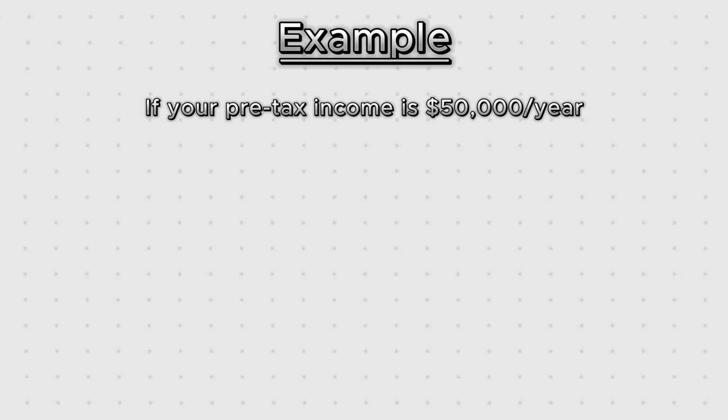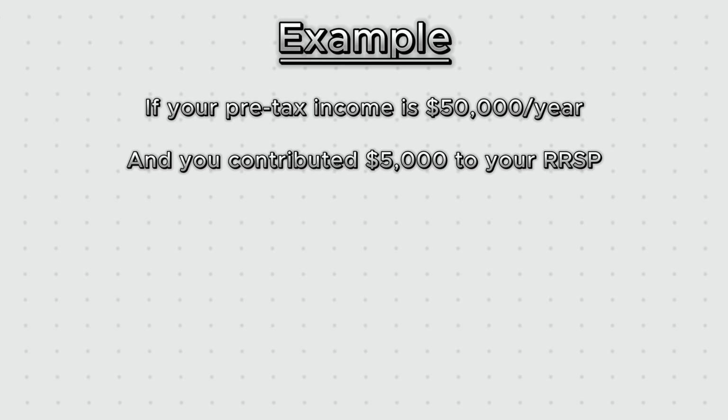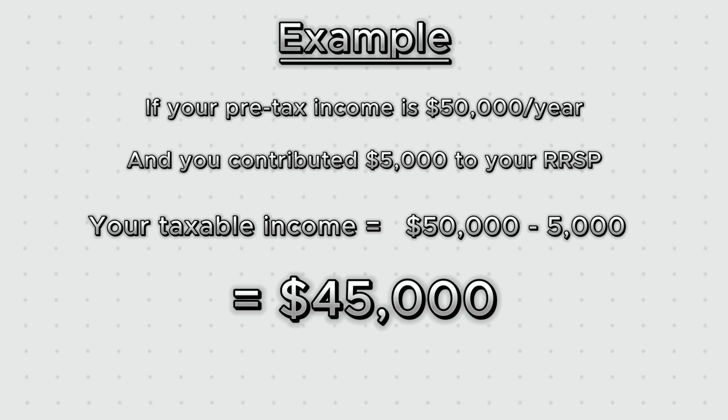For example, if you earned $50,000 before taxes in 2024 and you contributed $5,000 to your RRSP, in this case, you would only pay taxes on $45,000 instead of your whole income. And the best advantage is the RRSP matching program, which is provided by employers.